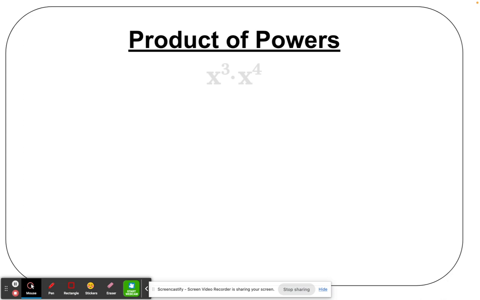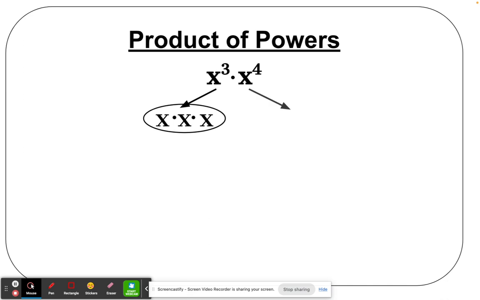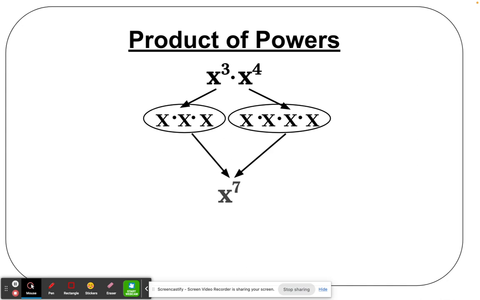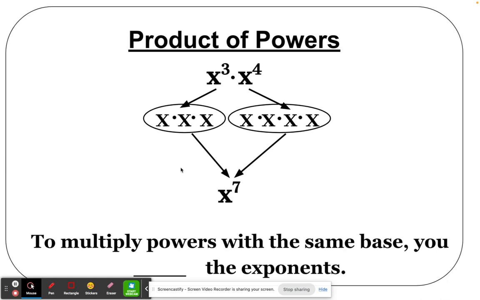What about product of powers? So if I had x to the third power times x to the fourth power, that's the same as x times x times x. Then I'm multiplying that by x times x times x times x, which gives me x to the seventh power, which, as you can see, is the sum of 3 and 4. So when I'm multiplying powers with the same base, I just add my exponents.